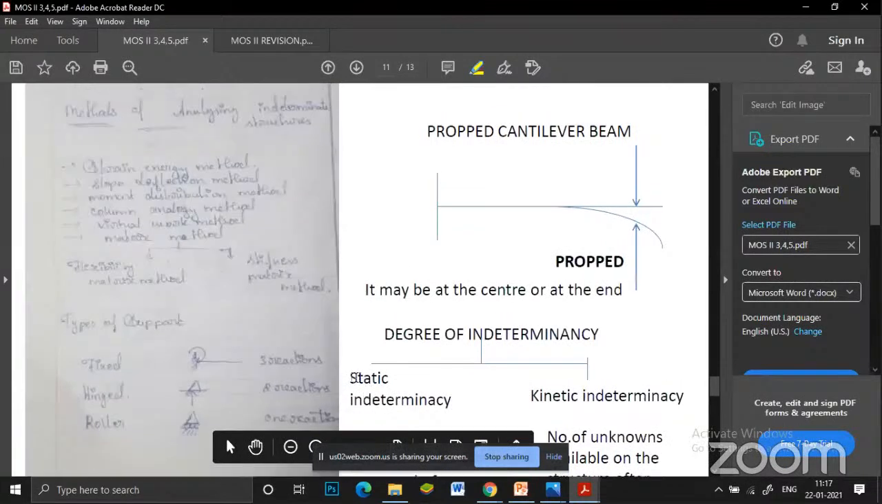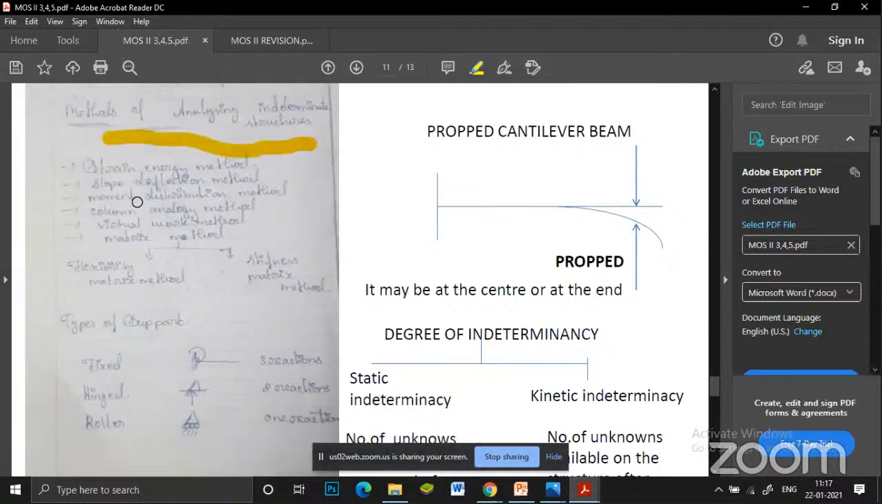The next thing: methods of analyzing indeterminate structures. There are several methods. One or two you can keep in mind, because they might ask you to find the odd one. The methods are: strain energy method, slope deflection method, moment distribution method, and column analogy method.